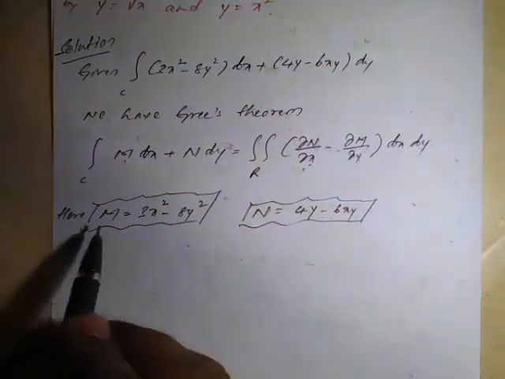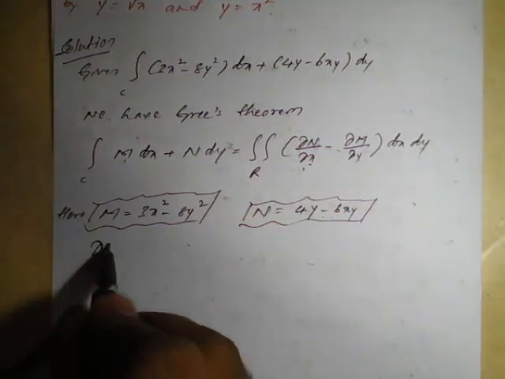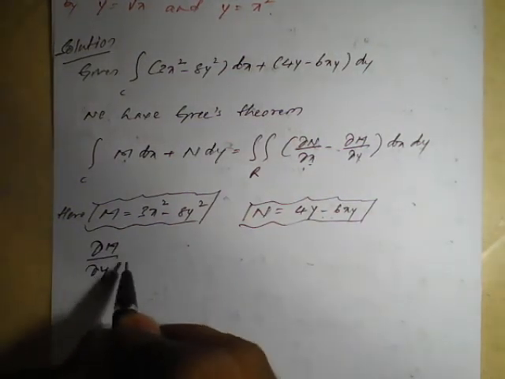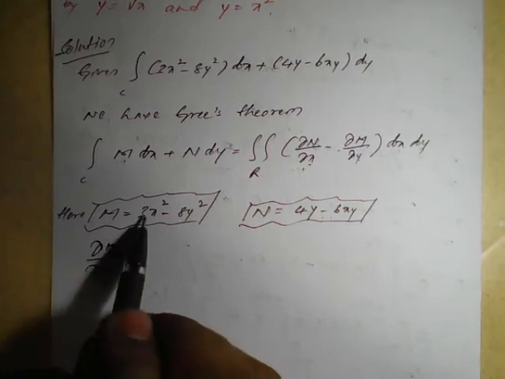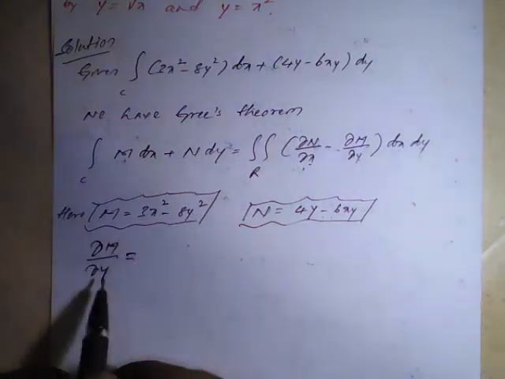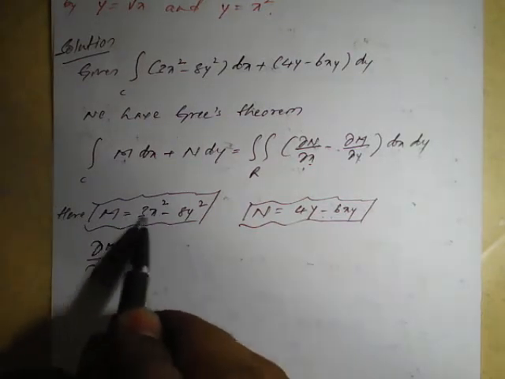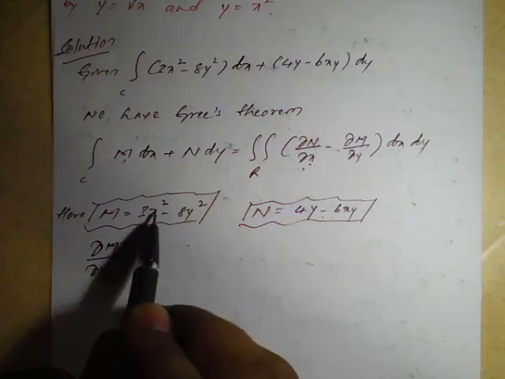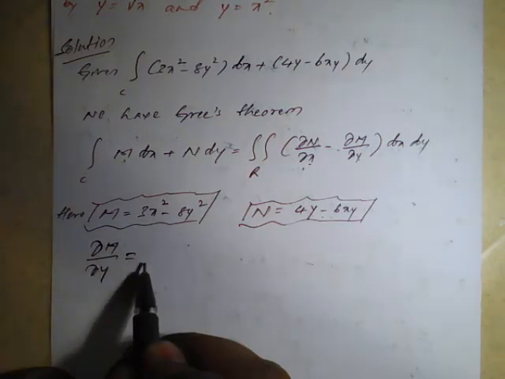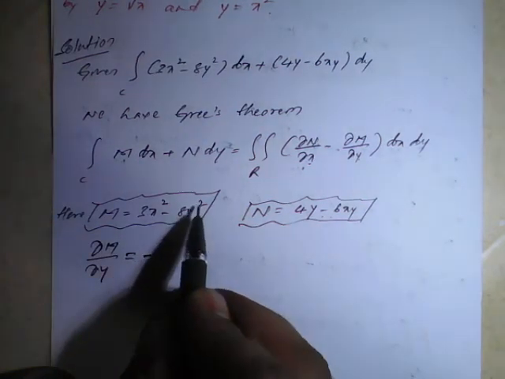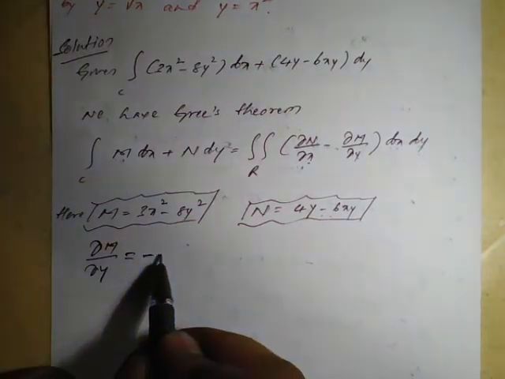∂M/∂y. It means we have to differentiate M partially with respect to y. So that is 3x² − 8y². The partial derivative of M with respect to y: 3x² is 0, leave it, minus sign as it is. So 8y² will become what here? 8 twos are 16y.